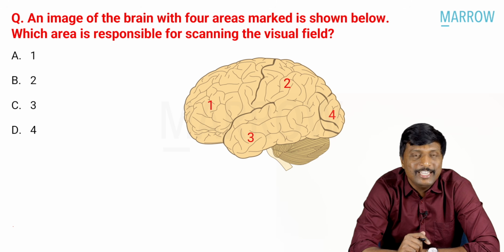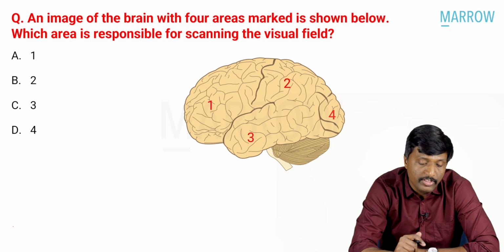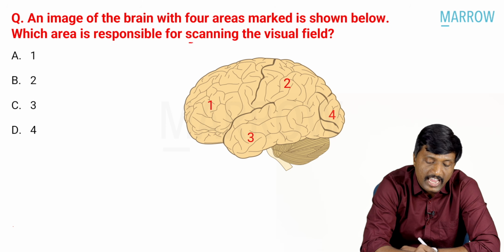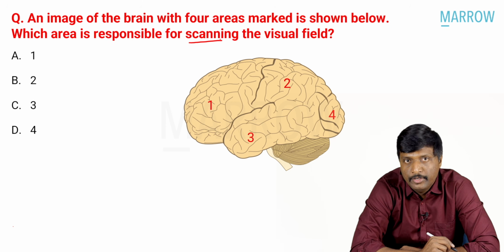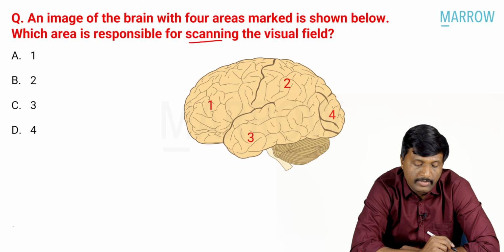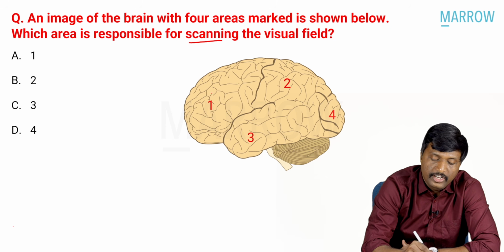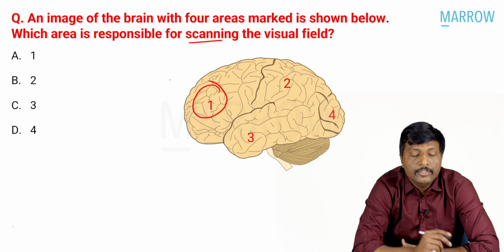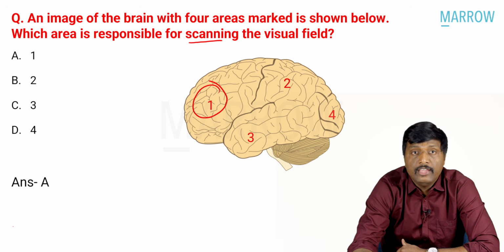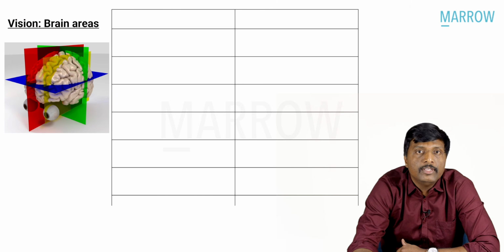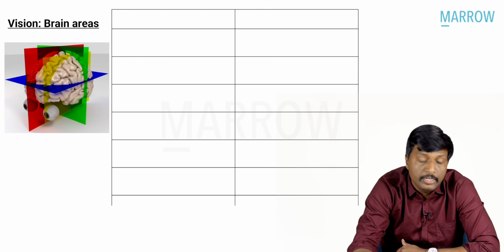Look into this first question. An image of the brain with 4 areas marked is shown below. Which area is responsible for scanning the visual field? So obviously it is basically asking whether it is frontal, parietal, temporal or occipital. Any guess? I hope you answer this question correctly. Scanning is definitely frontal eye field. So what should be the answer here? Option A, frontal eye field. We need to remember the brain areas concerned with vision, an important table for you.